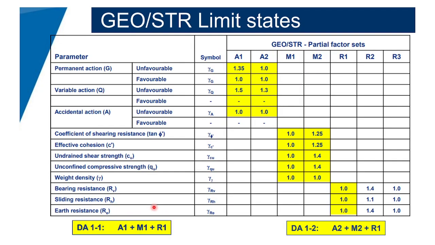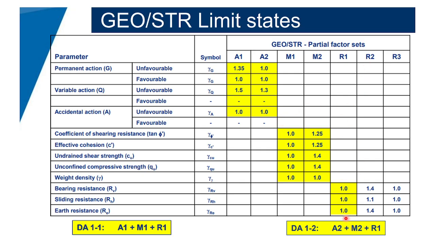Alright, so as you see here, these are the partial factors. For example, you have A1. For permanent actions, you have these values, variable and accidental action, A1 and then A2. For M1, all values are equal to 1, and then you have M2. And for the resistance, which is R1, you have all values of 1. Okay, so in this limit state, we only consider R1.